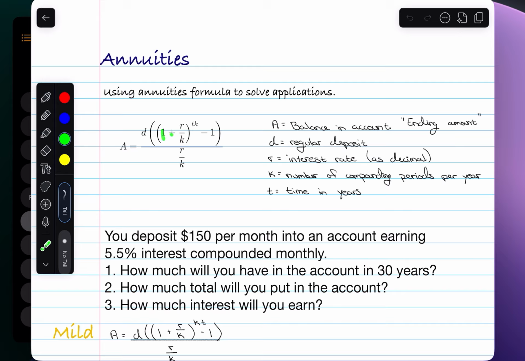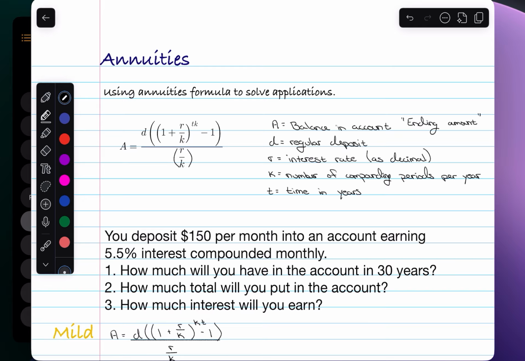You just have to read the problem and find out what your deposit is. Times 1 plus your R, that's your interest rate. Remember, it must be as a decimal. Over K. K is the number of times you're compounding in 1 year. So how often is the bank pulling all your money together and then getting interest off of it? So the compounding periods, that's K, and then T is your time in years. I'm going to show you how to plug all of this into just a plain scientific calculator and calculate your answers.